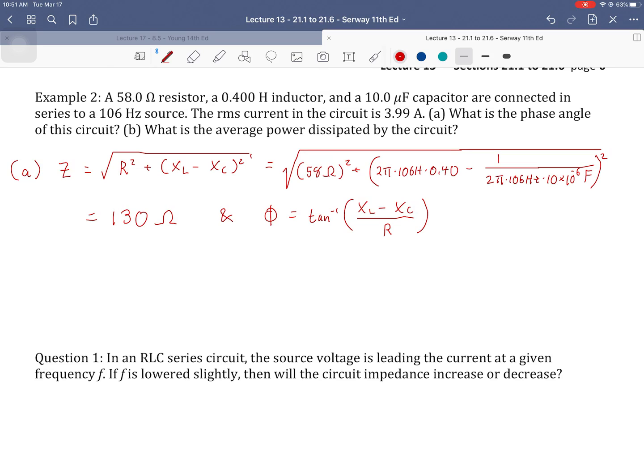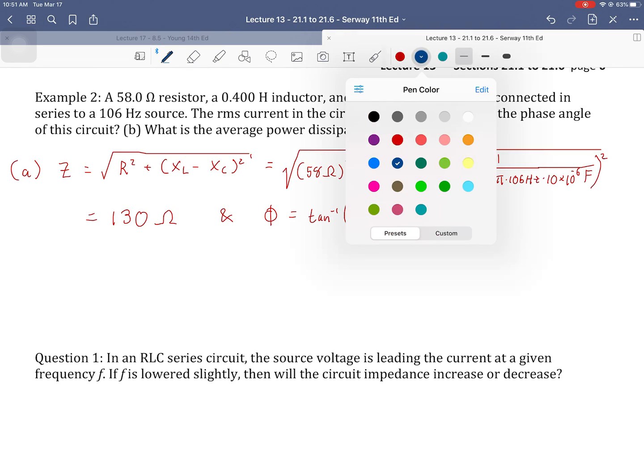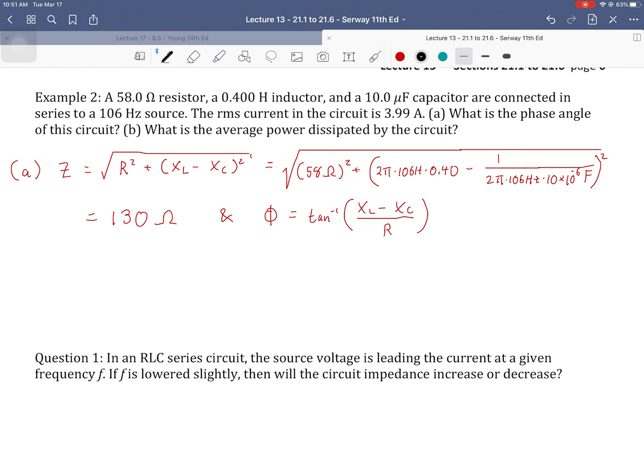Let's go ahead and actually get our individual numbers, because we will need the individual values for reactance. The reactance of just the capacitor is 150, and then the reactance of just the inductor, 106 times 0.4, that one's 402.